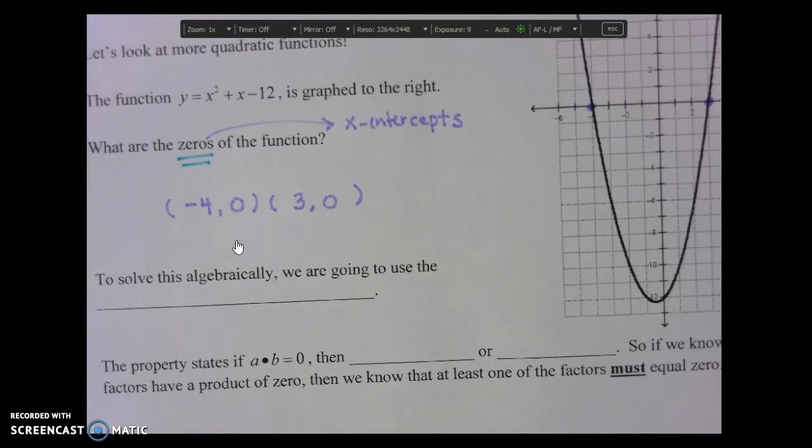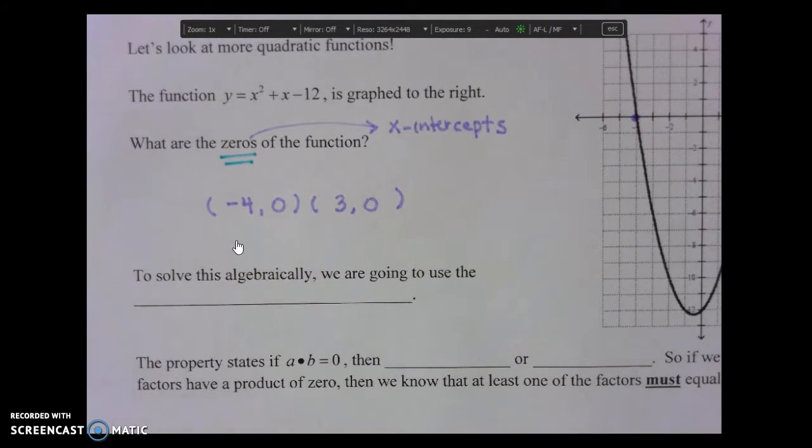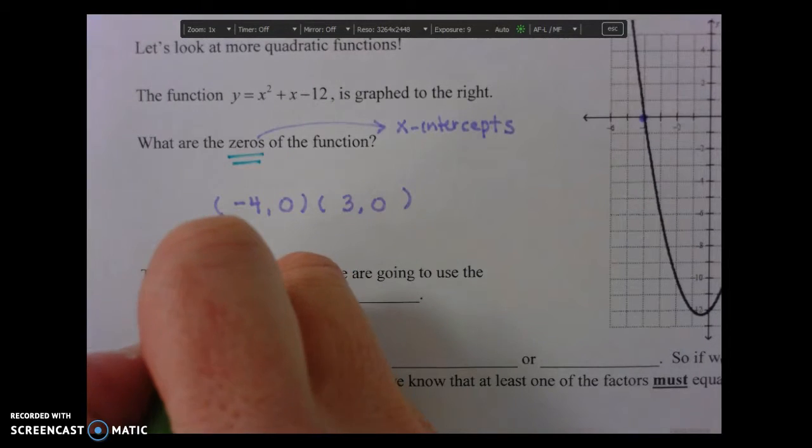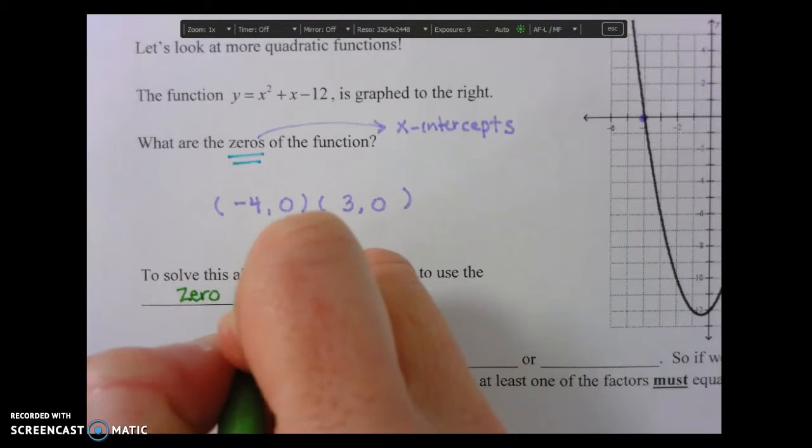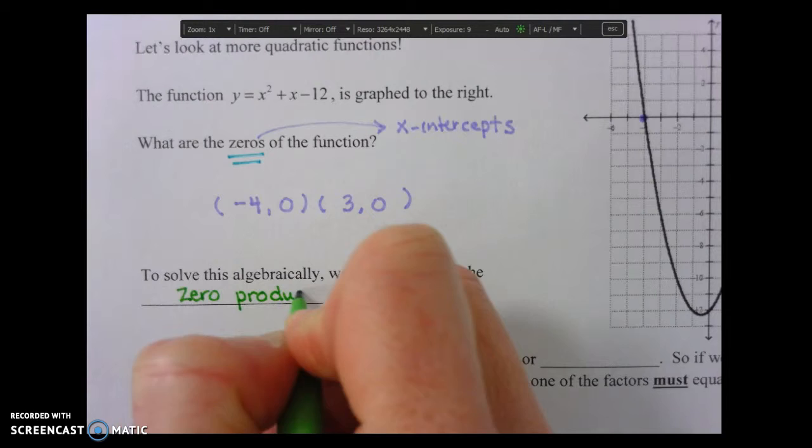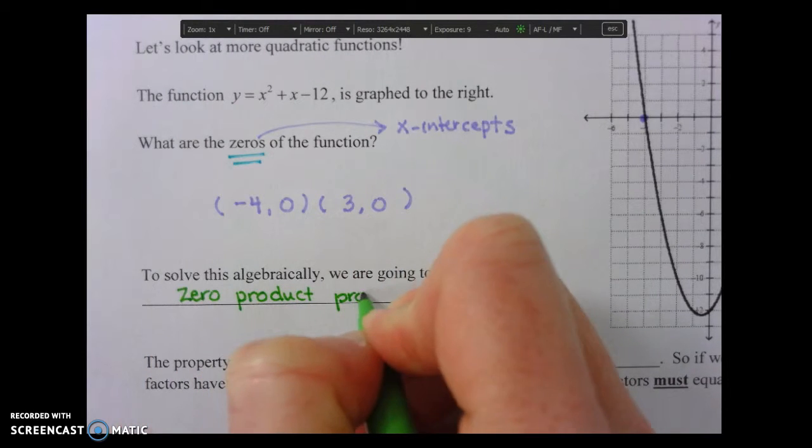Now, the difference between what we've done before and what we're going to do now is we're not going to use the graphing calculator to help us find the zeros. We can certainly let it help us check our answers, but we're going to solve these algebraically. First method is going to be factoring. And when we factor, we have a name for this process. We're going to use this thing called the zero product property.